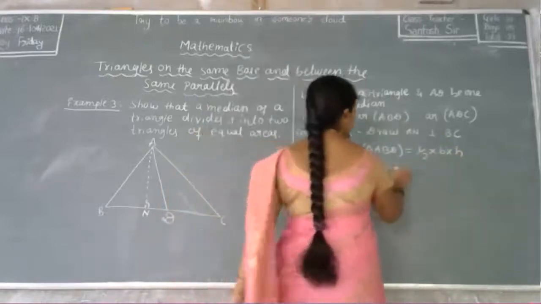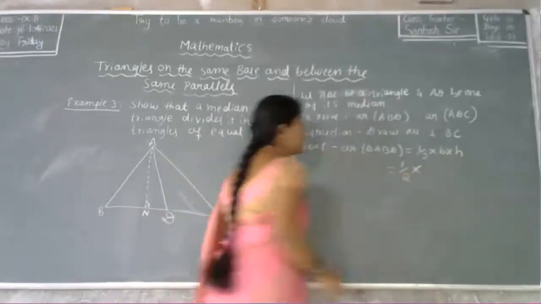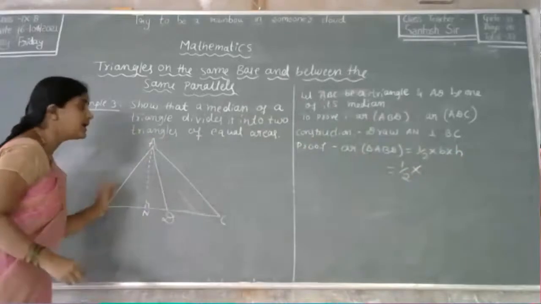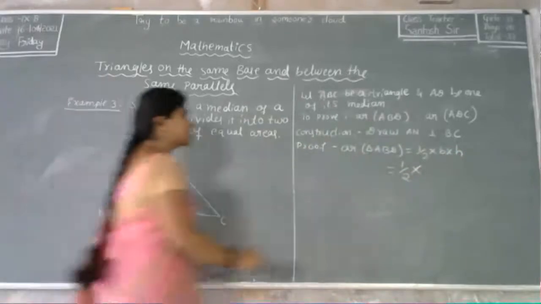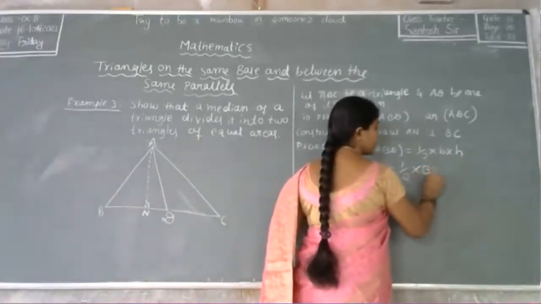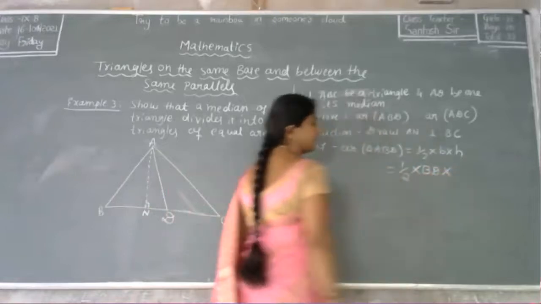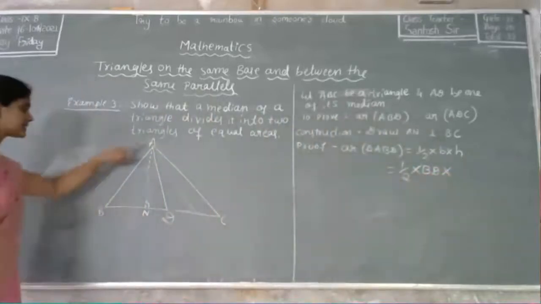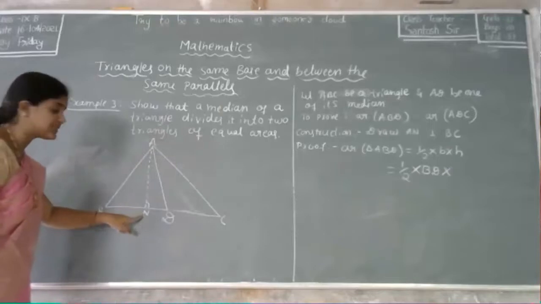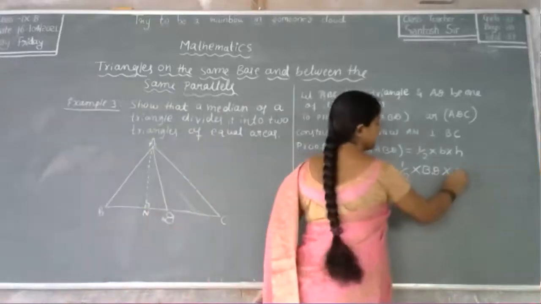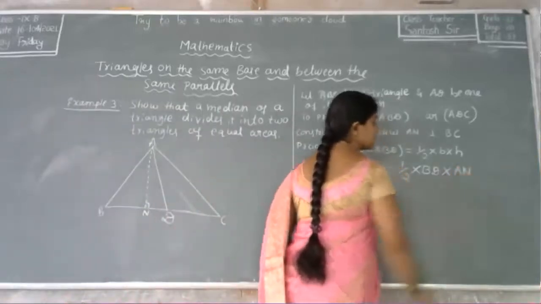So that is equal to half into, in the triangle ABD, what is the base now? The base is BD. In place of B, I substitute base BD. Next, H. H stands for the perpendicular line, the altitude, that is AN. In place of H, I substitute AN.